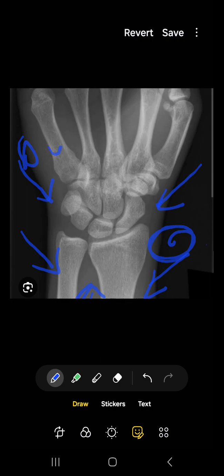If there is a fracture in the bone, there will be a break in the continuity of the bone, either here or in the carpal or in the metacarpal or lower end of radius and ulna. So any patient continuously having wrist pain or history of fall on the hand, we'll advise a plain radiograph of the wrist region.